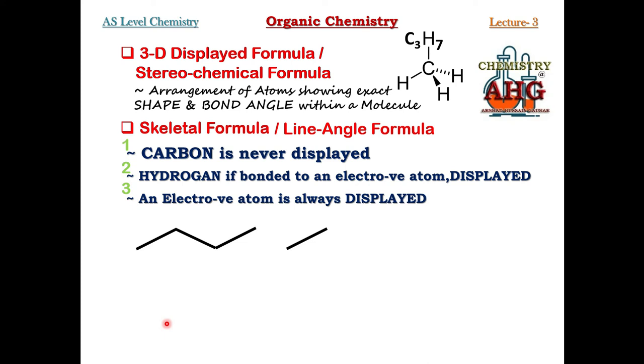Now how can you represent the skeletal formula for an alcohol? Look at this. This is the skeletal formula of an alcohol. How many carbon? You must be able to identify 1, 2, 3, 4. So this is butanol. Right now OH is bonded to which carbon? It is bonded to carbon number 1, 2, 3, 4. So this is butan-1-ol.